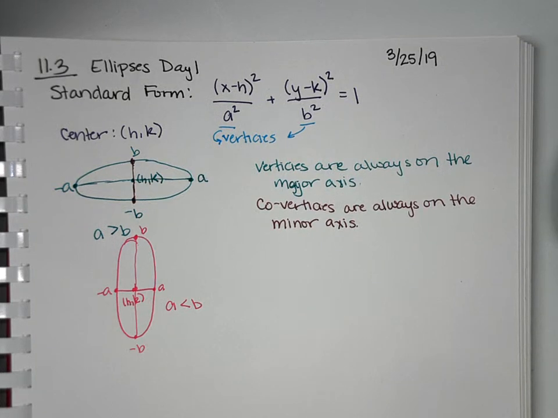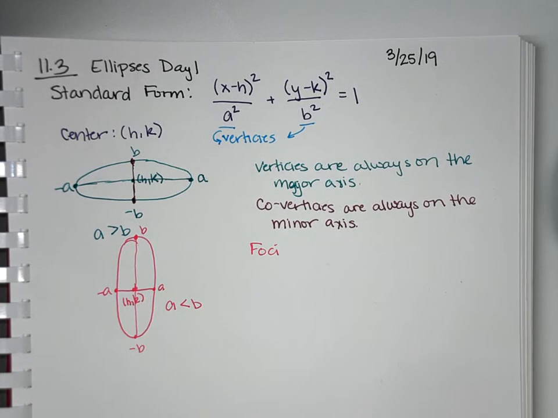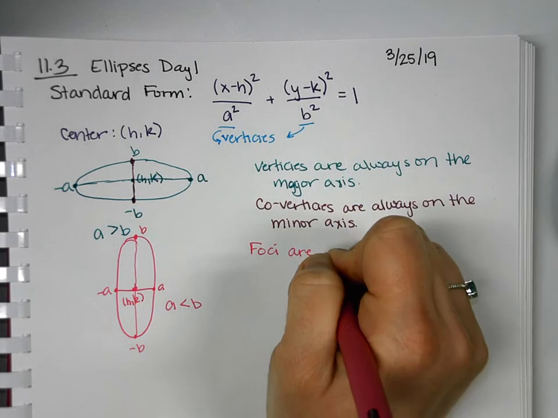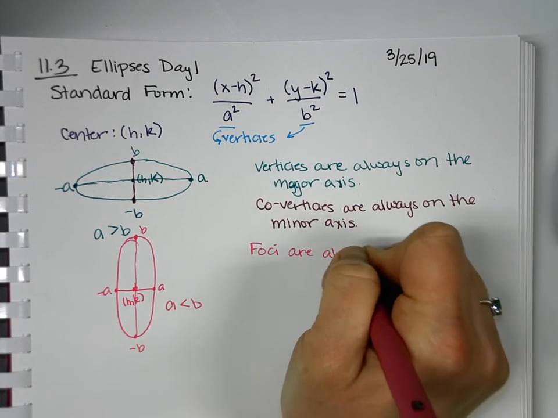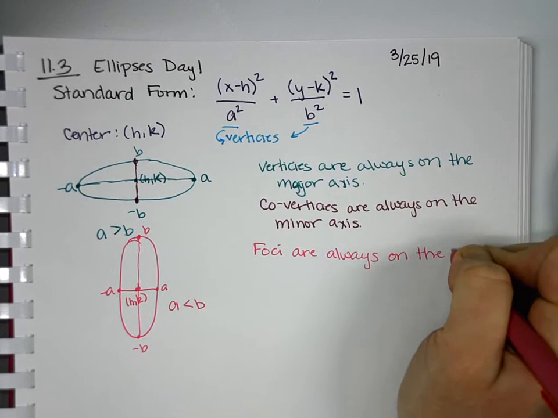Okay, the last piece that we have for our graph is called the foci or foci. I've heard it said both ways. I personally don't really care. I use them both interchangeably. So the foci are always on the major axis.